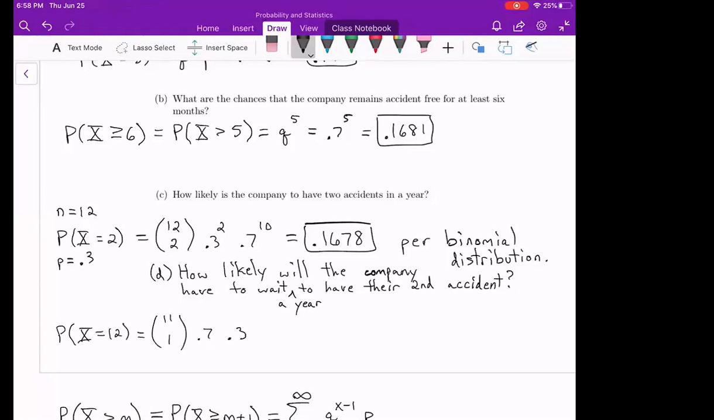Wait, so negative binomial doesn't mean you're searching for just one success. It could be multiple. All right, so think about the difference in the phrasing of C and D. And this 0.7 is no accident. Wait, so D is negative binomial? Mm-hmm. And you get very different answers. So it's way more likely for them to have 2 accidents in a year, but it's highly unlikely for them to have to wait 12 months to have the second accident.